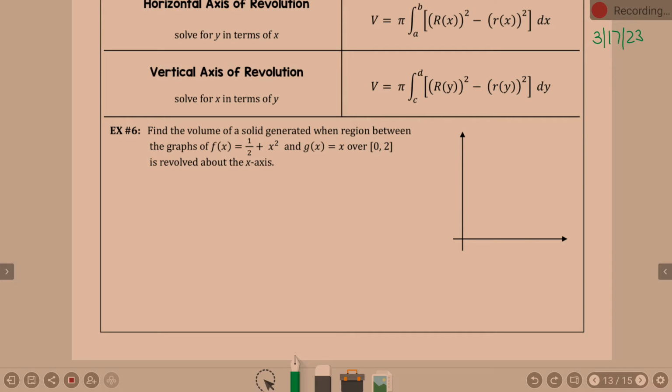Find the volume of a solid generated when the region between the graphs of f of x and g of x over the interval 0 to 2 is revolved around the x-axis. Okay. Well, you want to start with the easier one? What's g of x look like?